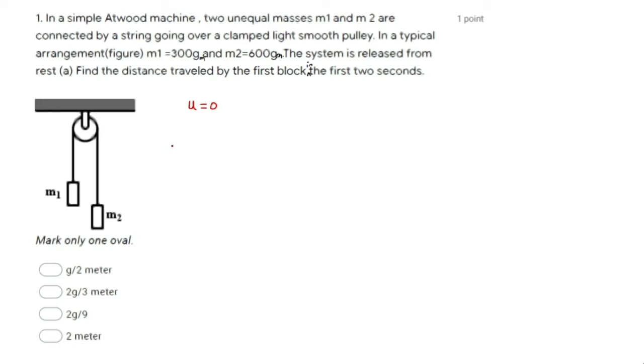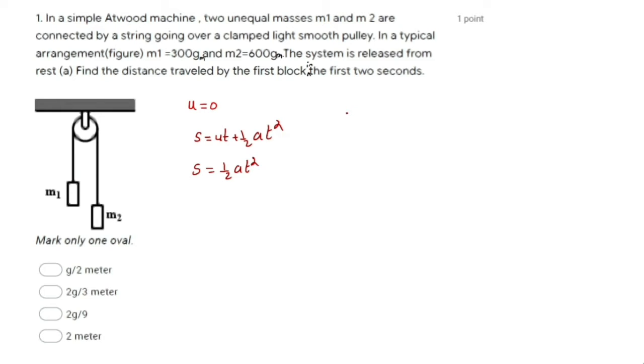So first of all, we have to calculate the distance traveled by the first block, that means M1. In order to calculate the distance traveled by the block M1, we can use the equation of motion, S is equal to ut plus half at square. As we already know, initial velocity is equal to 0, so we can write S is equal to half into at square. Time is given as 2 seconds, but we don't know what the acceleration is.